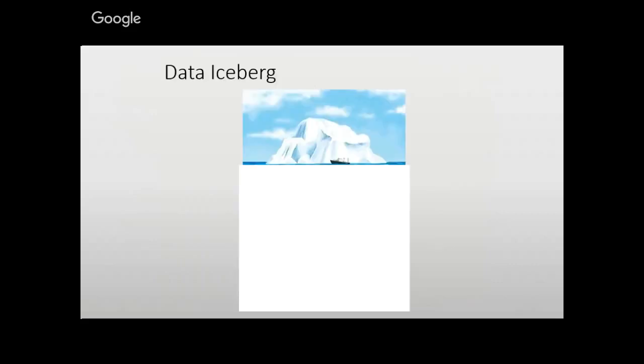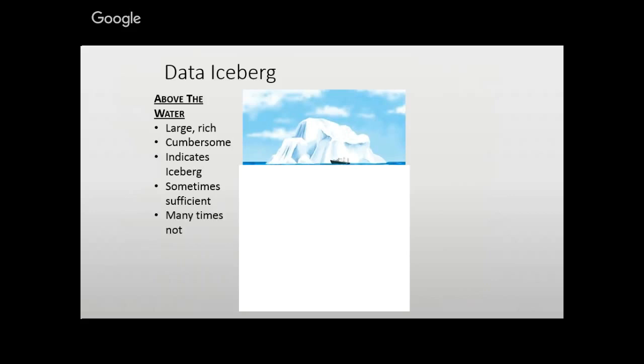More typically, I'd say we really have a data iceberg as a problem. What we see above the water is, of course, large amounts of data, massive data sets. It is quite cumbersome to work with. It indicates that there is an iceberg. Sometimes it's sufficient to just know that there's an iceberg underneath, but many times it really is not.